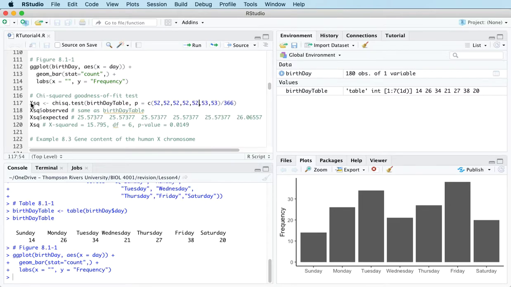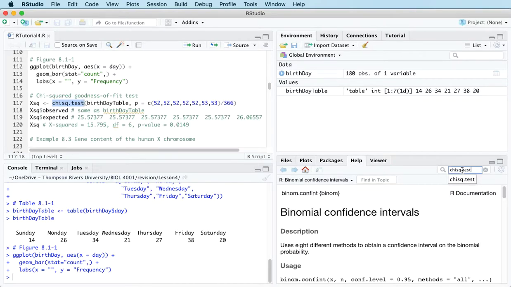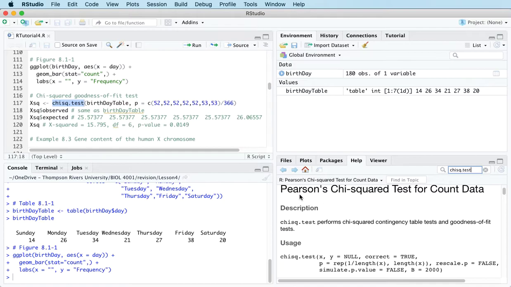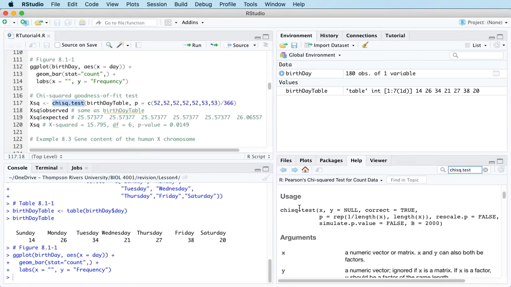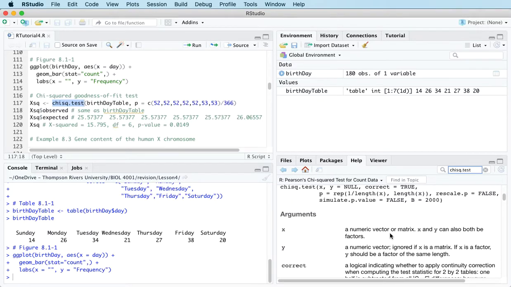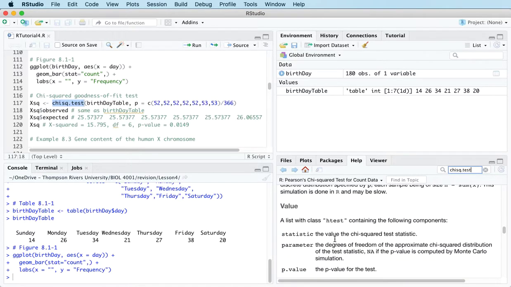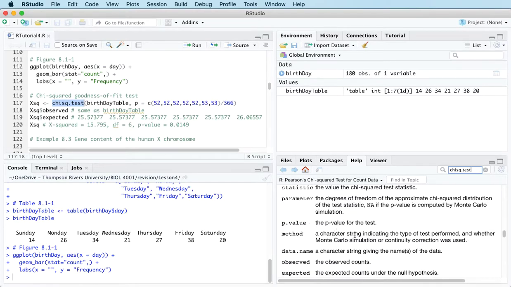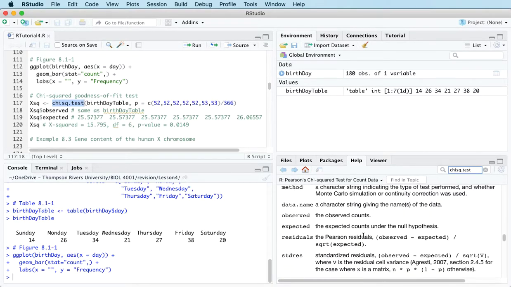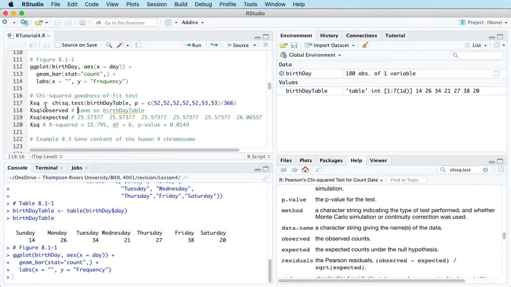The code that's used here is the chisq.test function, and again, as usual, I can always look up what that test is doing. It tells me it's doing a Pearson's chi-squared test for count data. It gives a description, how to use the function, what the arguments should be, details of what's going on, and then what the output is going to be, what the values are that we're going to get when we run this test. So let's do the test.